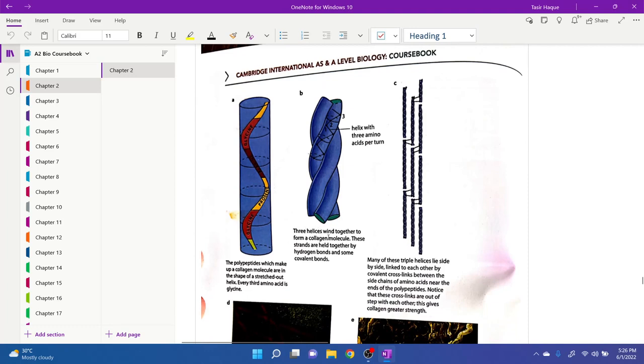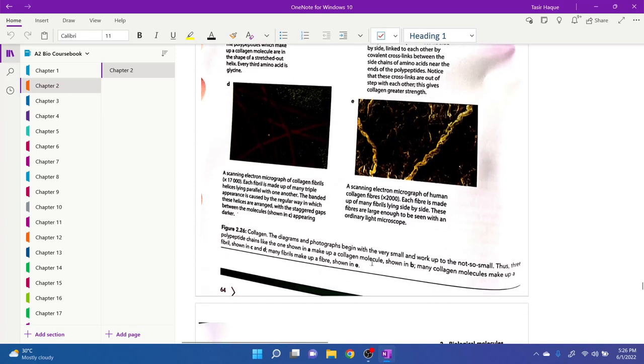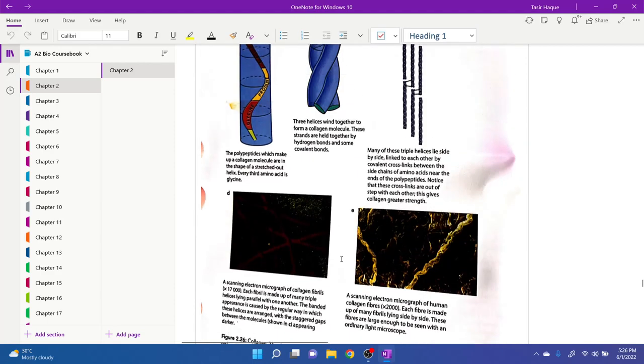Three helices bind together to form a collagen molecule. And many of these helices, 3 helices, lie side by side linked to each other by covalent crosslinks between the side chains of amino acids near the ends of polypeptides. Okay, so 3 polypeptide chains, like the one shown in A, make up a collagen molecule. Many collagen molecules make up a fibril, and many fibrils make up a fiber. Okay, so that's different. And the most common amino acid is actually glycine.